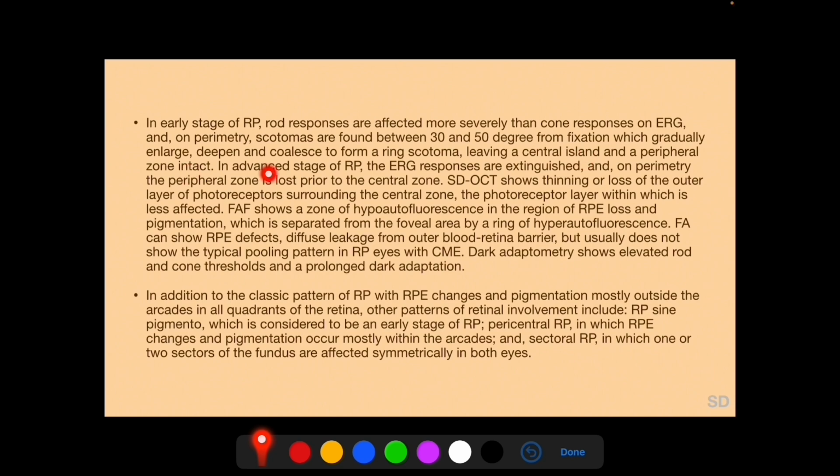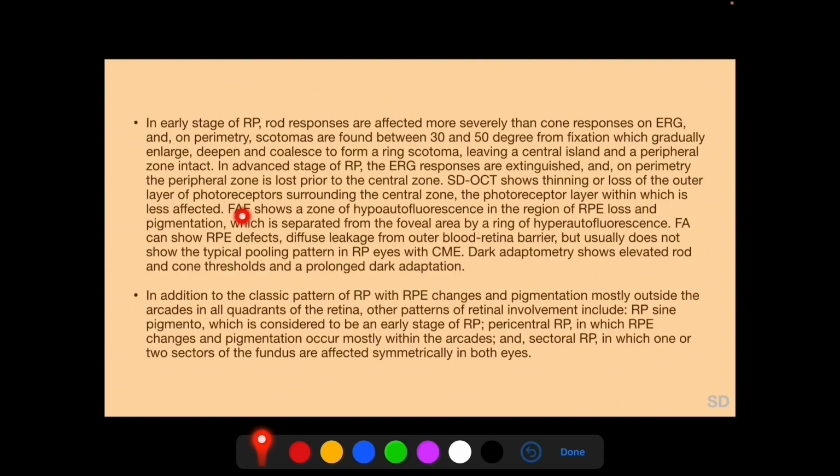In advanced stage of RP, the ERG responses are extinguished, and on perimetry, the peripheral zone is lost prior to the central zone. HD-OCT shows thinning or loss of the outer layer of photoreceptors surrounding the central zone, but the photoreceptor layer within the central zone is less affected.